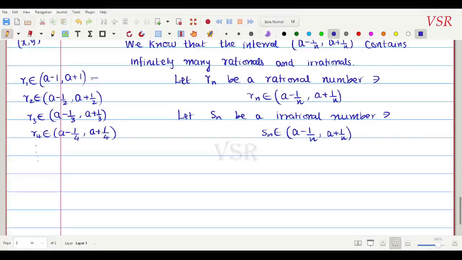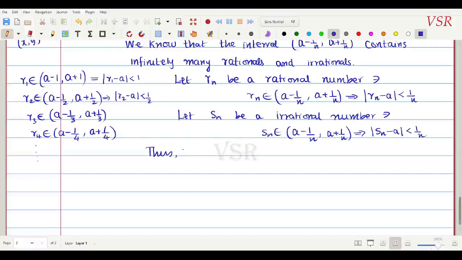This is equal to saying that modulus of R1 minus a is less than 1. This implies that modulus of R2 minus a is less than 1 by 2. So in general I may write that modulus of Rn minus a is less than 1 by n. Similarly, modulus of Sn minus a is less than 1 by n.